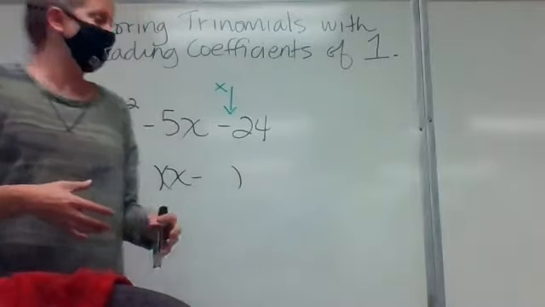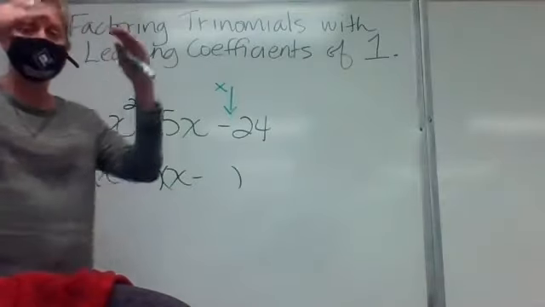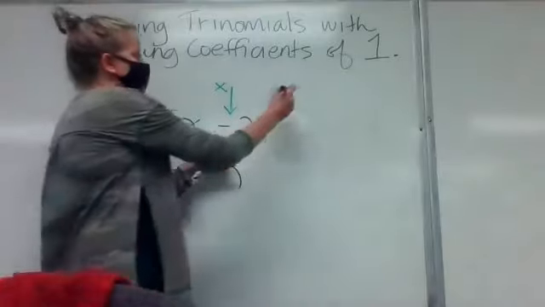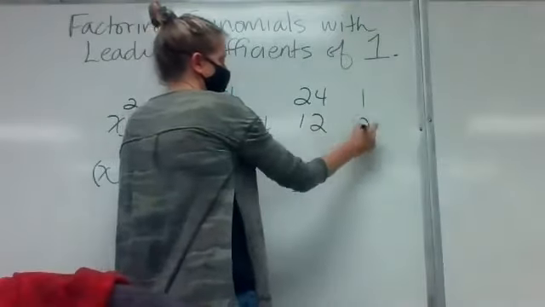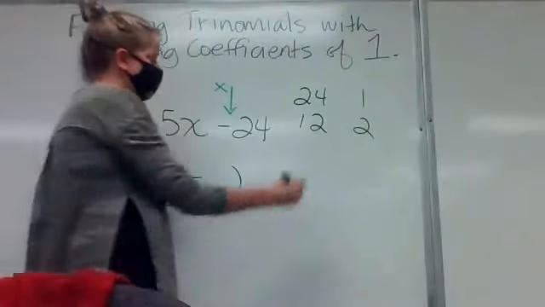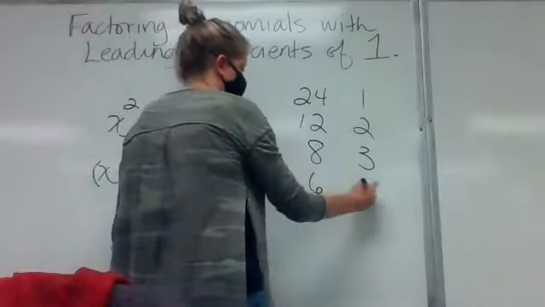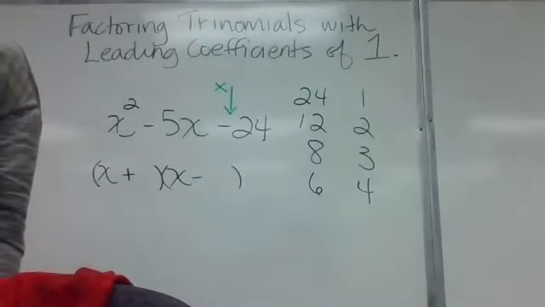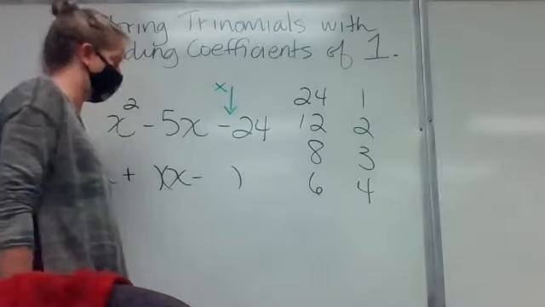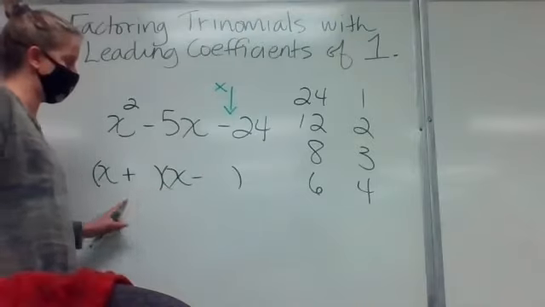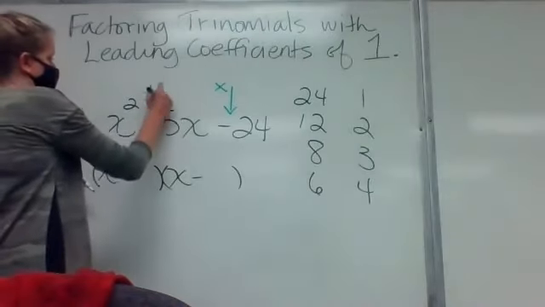So let's come up with our list of numbers to multiply to get 24. We're getting a little more complicated because there are more pairs now. There's more ways to get 24. 24 times 1, 12 times 2, 8 times 3, and 6 times 4. Lots of ways to multiply to get 24. So I'm going to have to pick one pair. When I pick my pair, one of them is going to end up positive and one of them is going to end up negative. And what are they going to need to add to do?